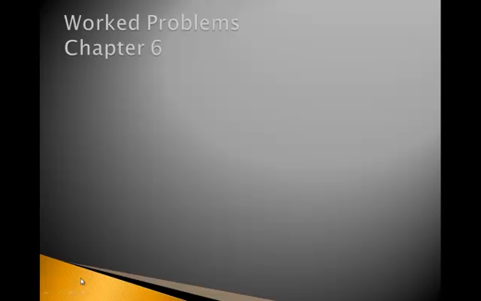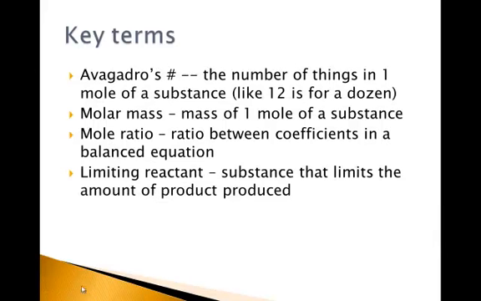In this video, we're going to look at several kinds of problems that we're going to encounter in Chapter 6. First of all, I want to talk about some key terms or some vocabulary that you're going to hear me talking about. First one is Avogadro's number.